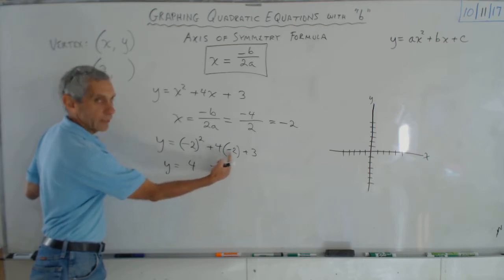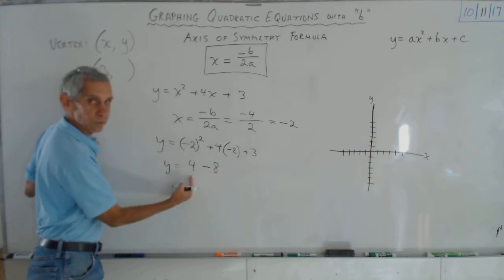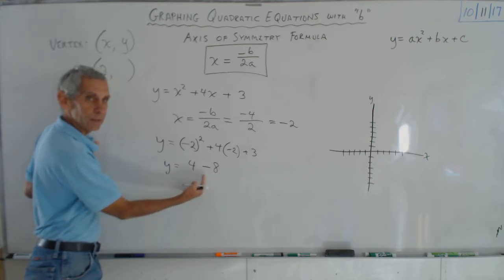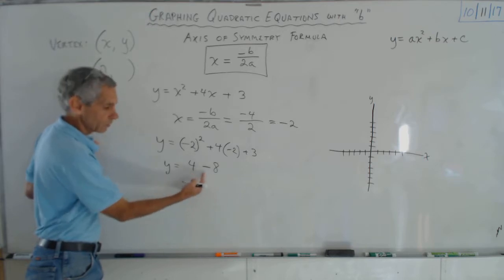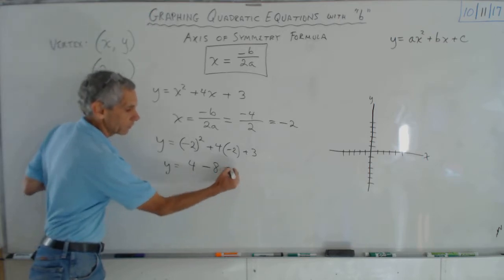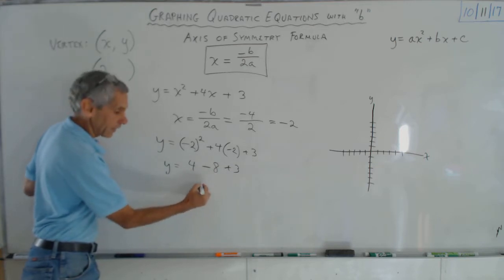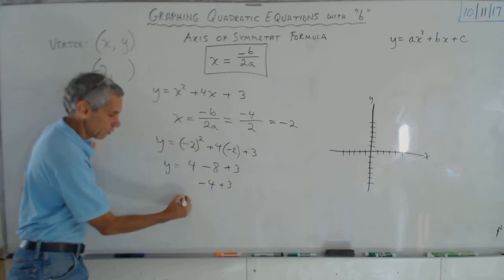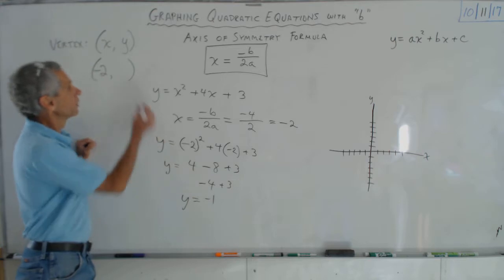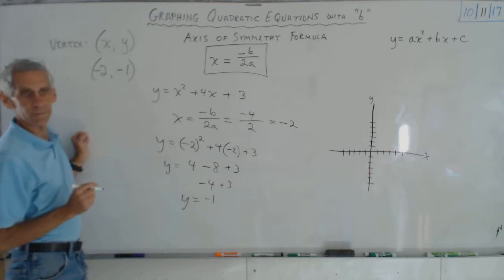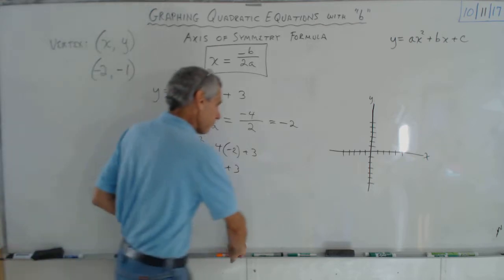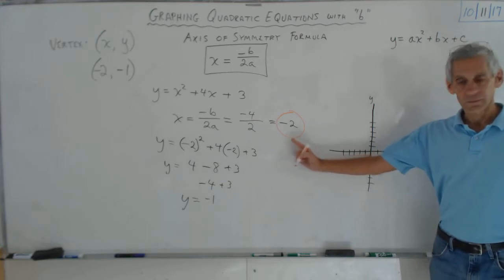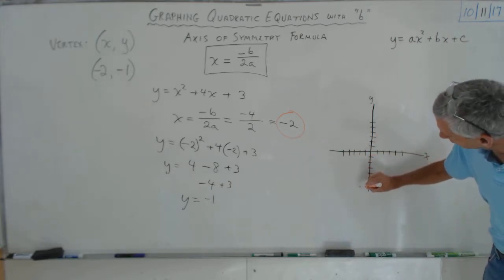4 times -2 is -8, minus 8. Very often you'll see this, where this number is double this number, and this is negative, right? So it becomes -4. Anyways, I'll show you. So 4 minus 8 is -4, right? Plus 3. -4 plus 3 is -1, right? So y is equal to -1. So immediately I put this -1 here. All right? Now, I'm going to graph my axis of symmetry. Axis of symmetry says x is equal to -2. So here we go. -2 is right here.